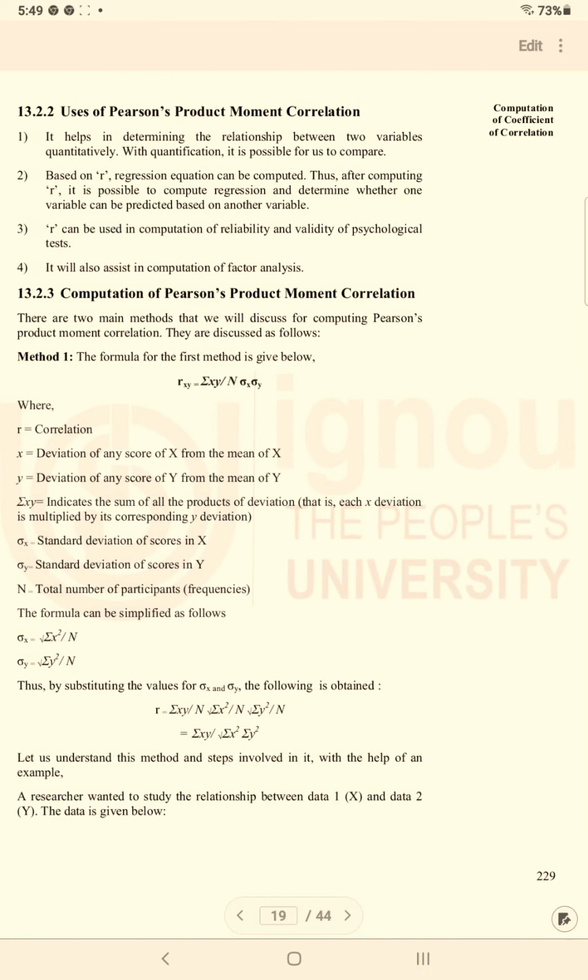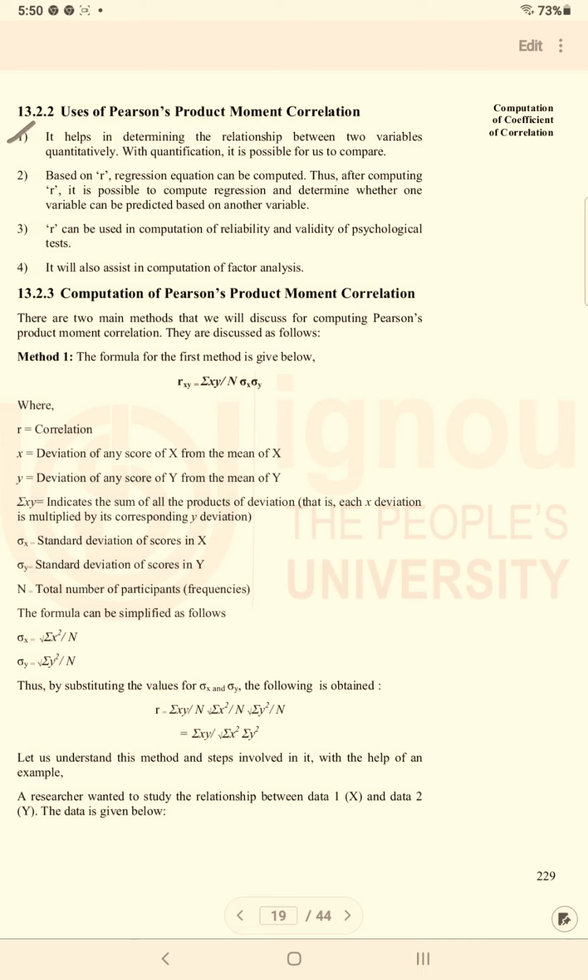13.2.2 Uses of Pearson's product moment correlation. 1. It helps in determining the relationship between two variables quantitatively. With quantification, it is possible for us to compare. 2. Based on r, regression equation can be computed. Thus, after computing r, it is possible to compute regression and determine whether one variable can be predicted based on another variable. 3. r can be used in computation of reliability and validity of psychological tests. 4. It will also assist in computation of factor analysis.